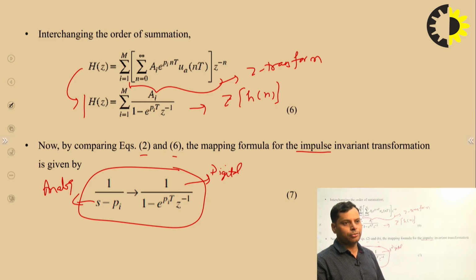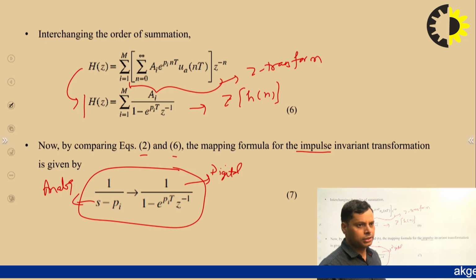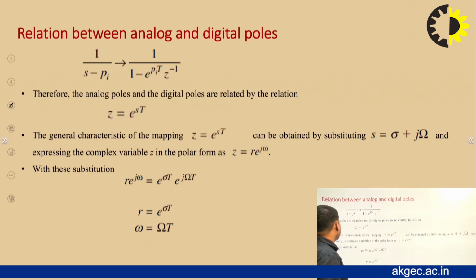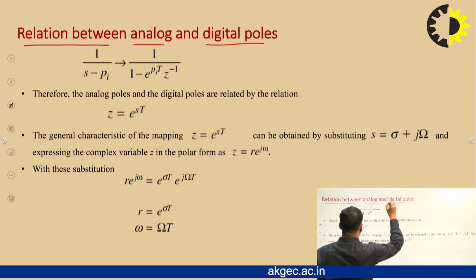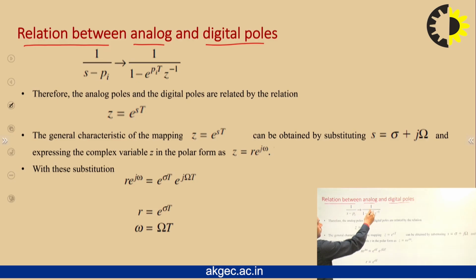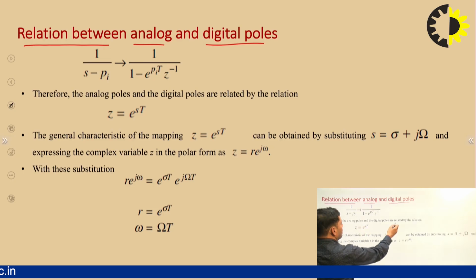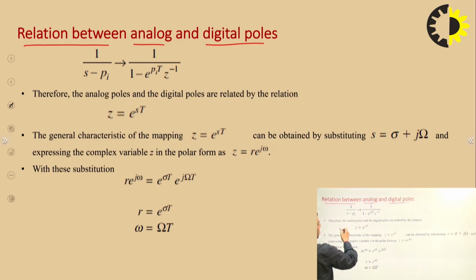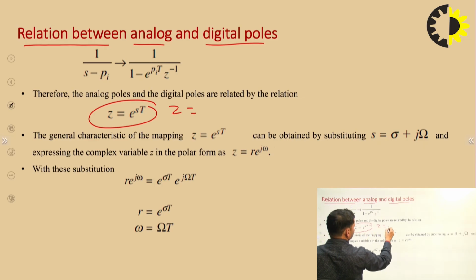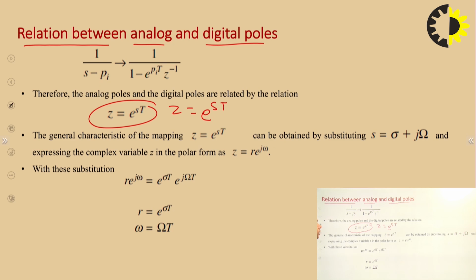For that point of view, we are considering its S-plane representation of poles as well as in the Z domain. For this, we are using the relation between analog and digital poles here. So 1 upon s minus p i is equal to 1 upon 1 minus e raised to the power p i t z inverse. So it is simply a relation. Now the analog poles and the digital poles are related by this relation. We can simply consider that z is equal to e raised to the power of s into t here. So when we put this value, these two values will become equal.